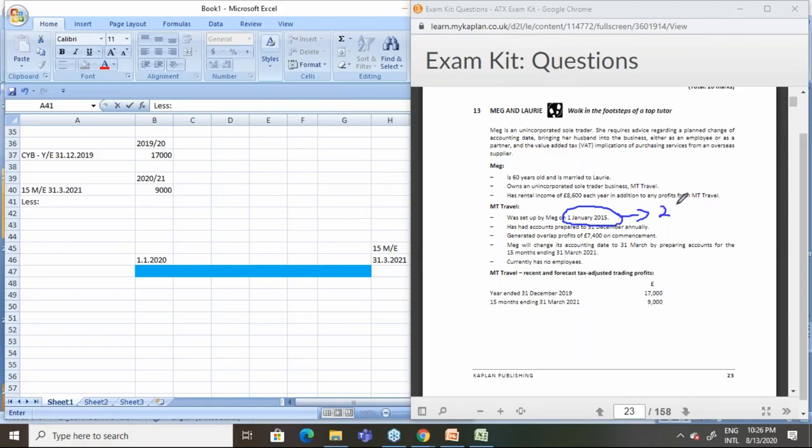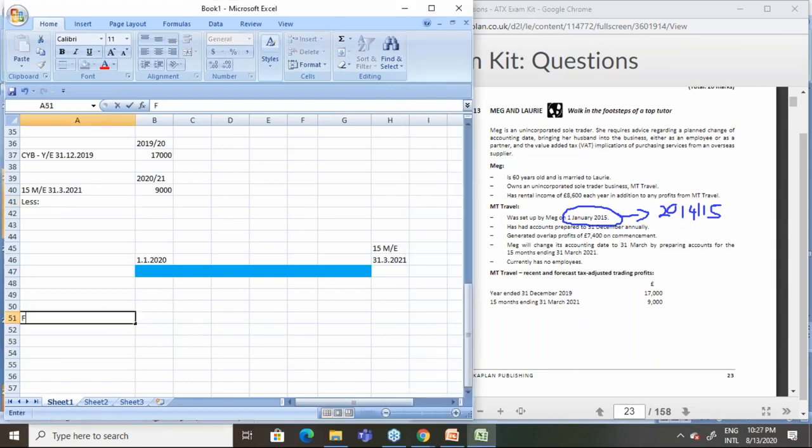Your first tax year is 2014-15. What is the basis that you have to use for the first tax year? Based on the date of commencement, 2014-15. And for the first tax year, you should always use the actual basis.